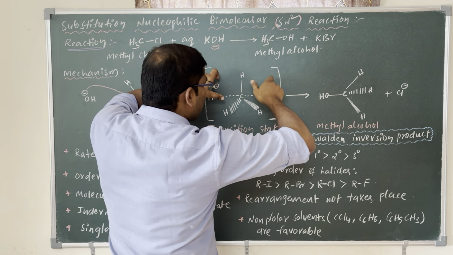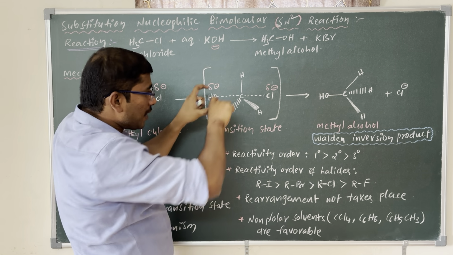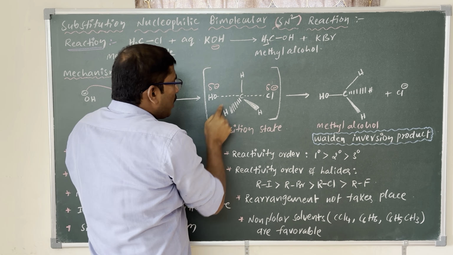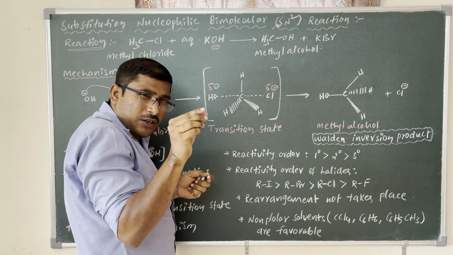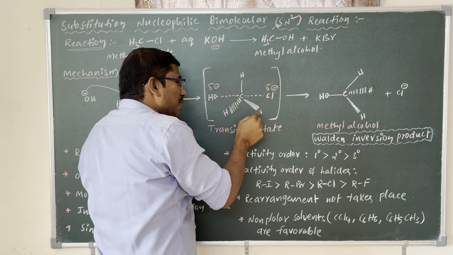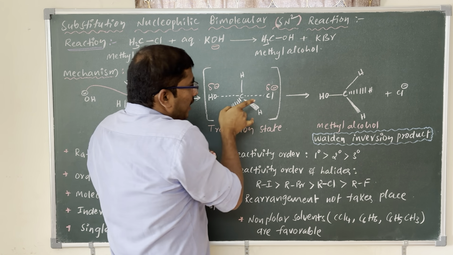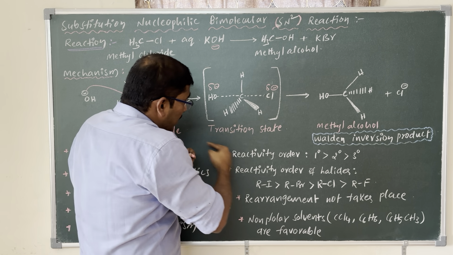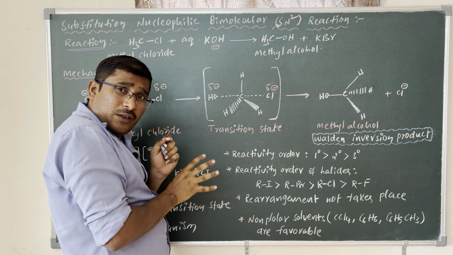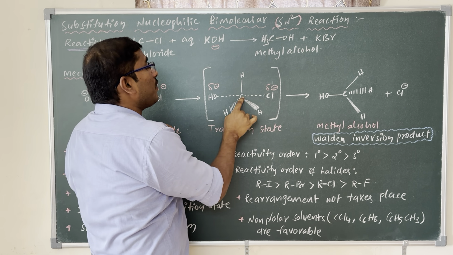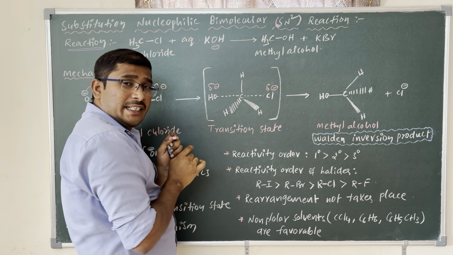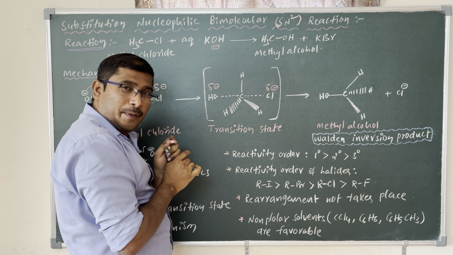The maximum space around the carbon atom is occupied by both nucleophiles, and the small hydrogen atoms are arranged in a small place. Small sized hydrogen atoms arrange in a small place. And next, what happens with this transition state? It is highly unstable. Why? Because the carbon will be having 5 bonds here. It is a pentagonal structure.